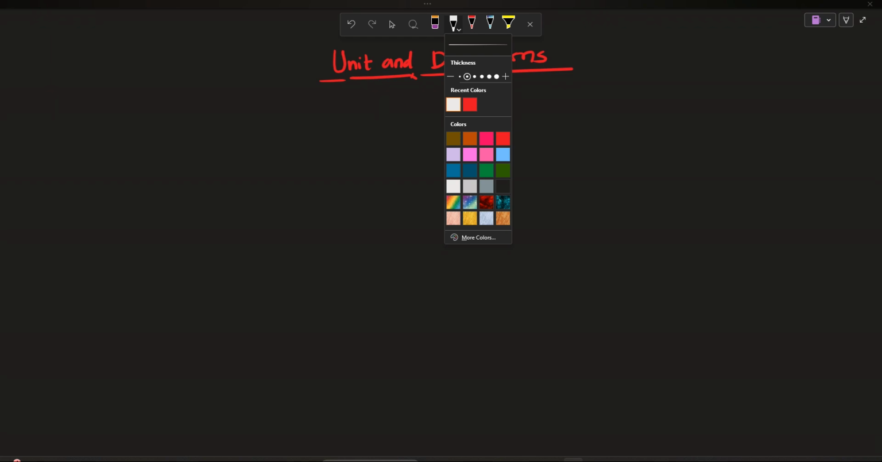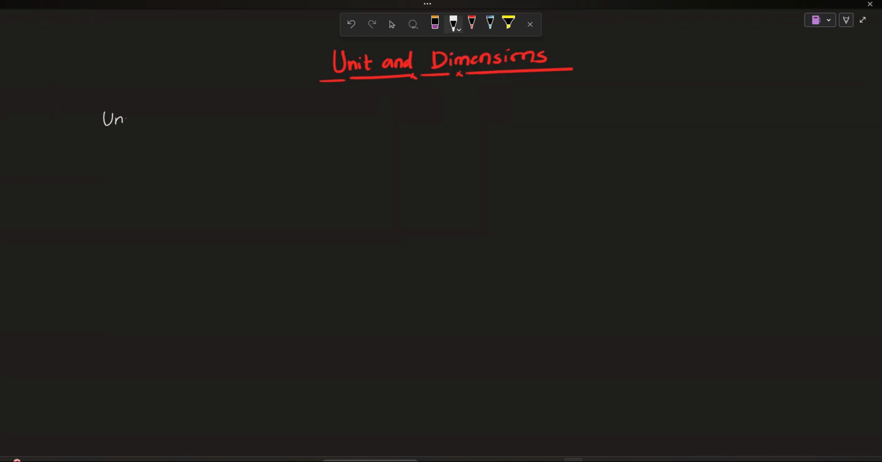Starting this chapter, as the topic itself suggests, this chapter is divided into two subgroups. One is unit and the other is dimensions. What is a unit? You all know that a unit is a chosen reference for any type of measurement.